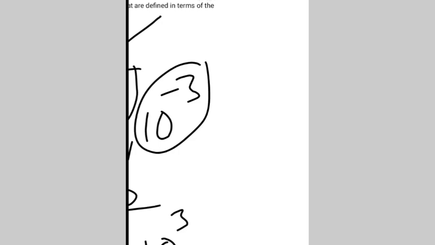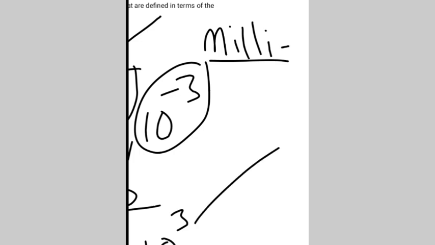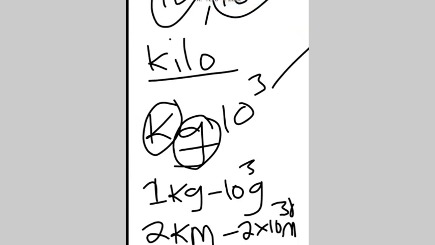So 10 power negative 3 is called milli. Whenever you see this term, of course, you will know that you have 10 power negative 3. Other terms will be added in front here. We can have millimeter, milliliter, millisecond. Even for kilo here, we can have kilogram, kilometer. So what's in front here is what determines the power of 10.